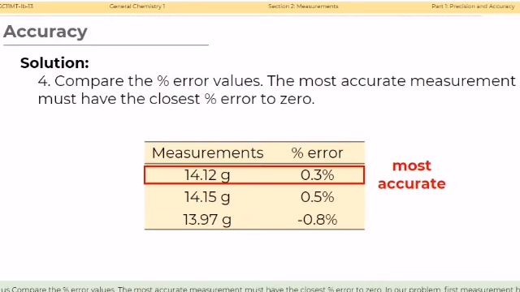Now, let us compare the percent error values. The most accurate measurement must have the percent error closest to zero. In our problem, the first measurement has 0.3% error, which is closest to zero. Hence, the first measurement is the most accurate one.